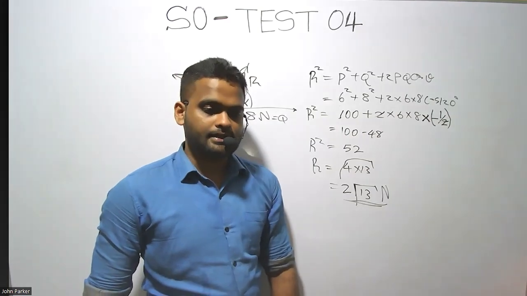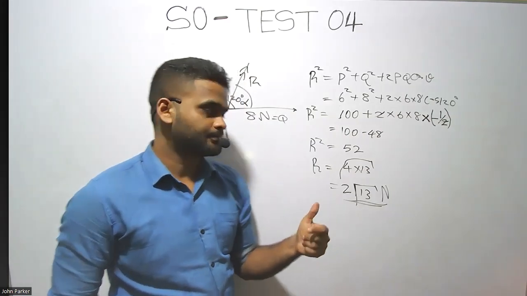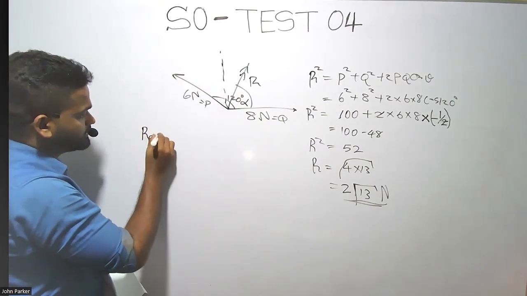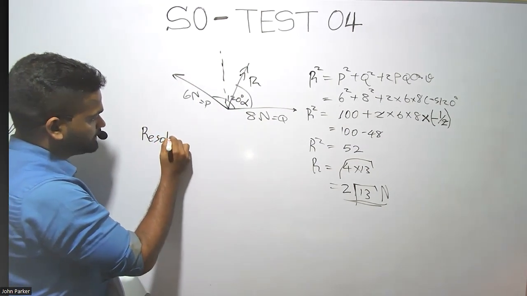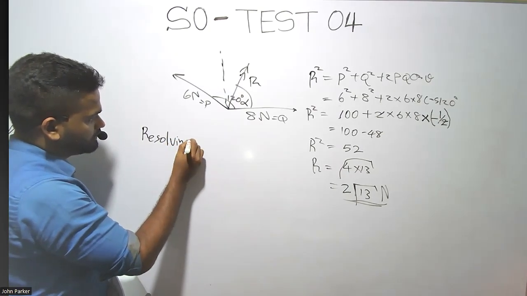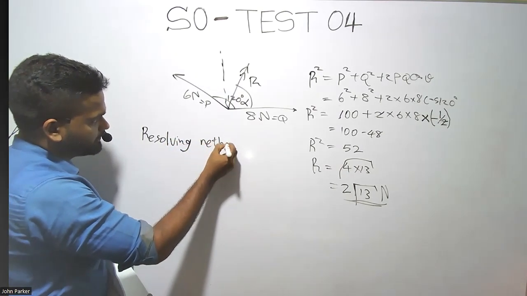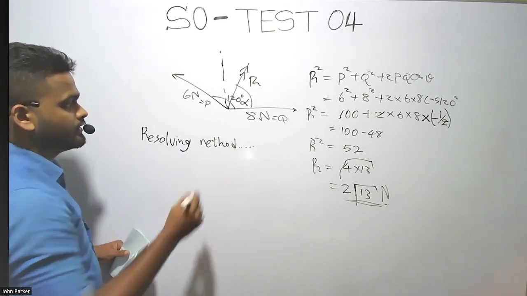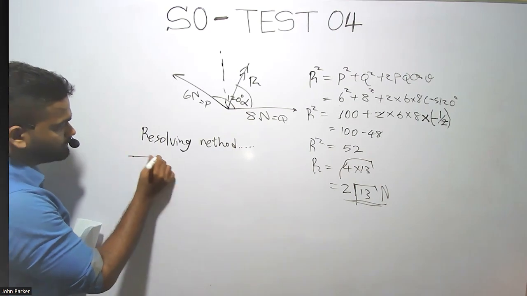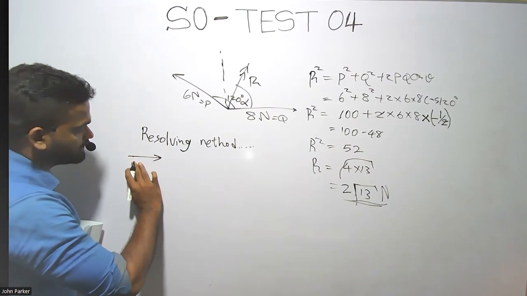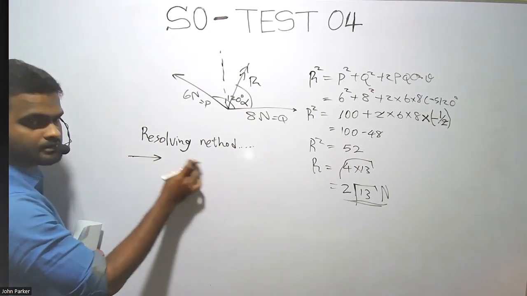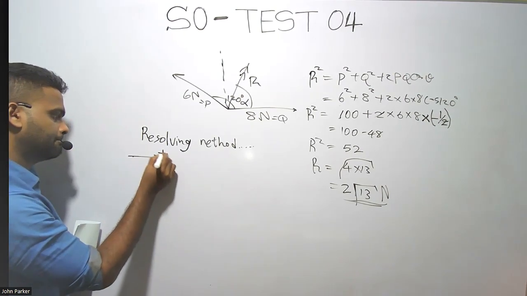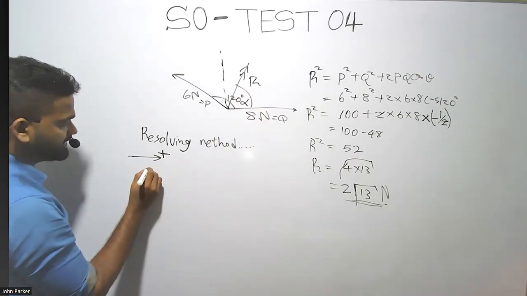If you don't know this, there's another method you can use. I'll explain that as well. We call this the resolving method. This is another way to do vector calculations. First I'll get all the components to this side. If I consider this to be the positive side, there's 8 newton on that side, so directly you can put 8 there.